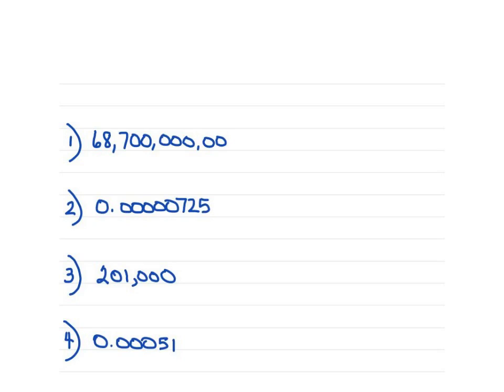Let's practice this skill. Number 1, I have 68,700,000,000. We want to write that in scientific notation. So, I'm missing a 0. Let me add it. Okay, so where is my decimal on this number? My decimal is after the ones place.